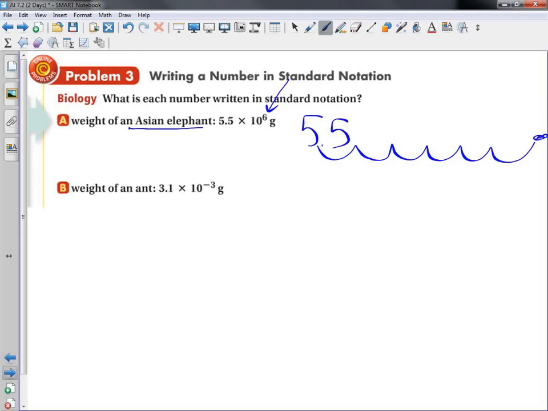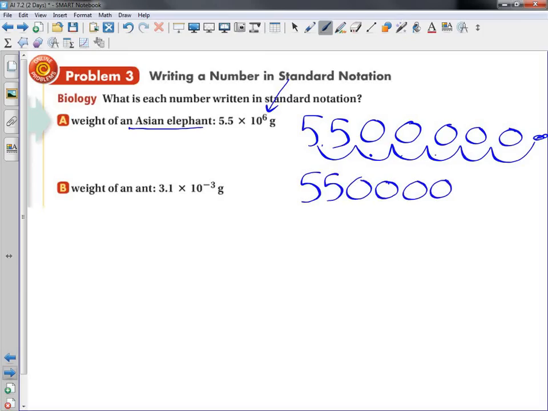What am I going to fill in all those spots right there? The answer is zeros. They are all zeros. So I get 5, 5, 0, 0, 0, 0. See, that's 4 zeros. I need 1, 2, 3, 4. So 5,500,000. 5.5 million grams is how much an elephant weighs.